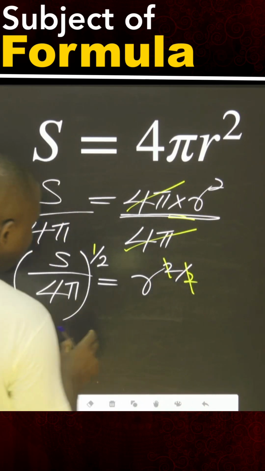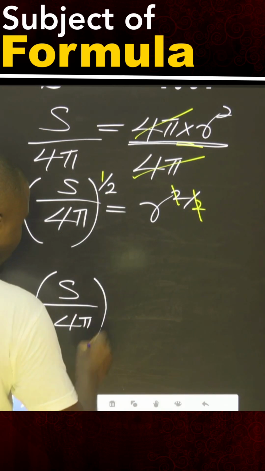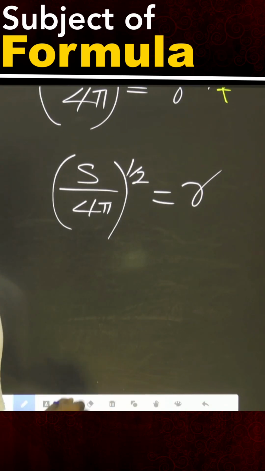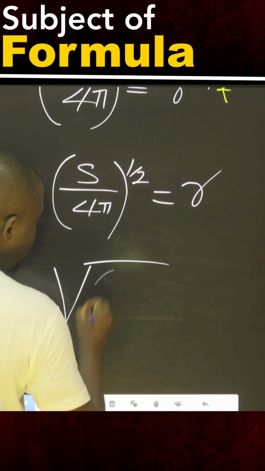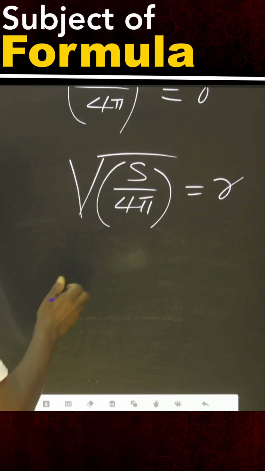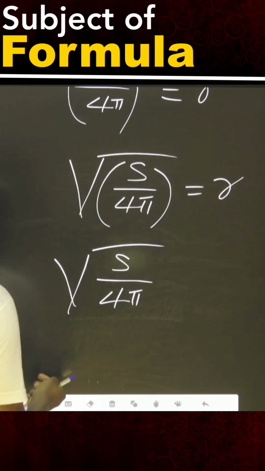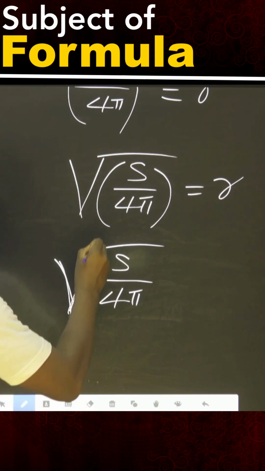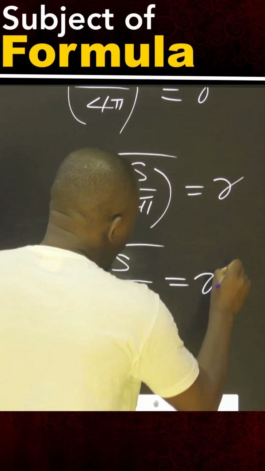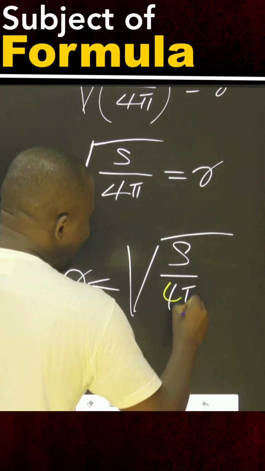This and this will cancel. This is now S over 4 pi raised to power 1 over 2 equals to R. What is the meaning of this, by the way? It means square root. S over 4 pi equals to R. What way can you write this? You can write it simply without putting the bracket, because this one, we draw it big to cover 2 of them. So there's no need to put the bracket. Equals to R. Can I say R is actually the square root of S over 4 pi.